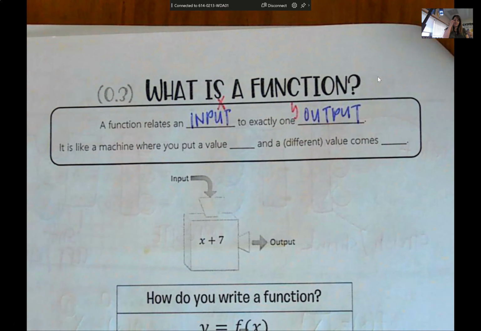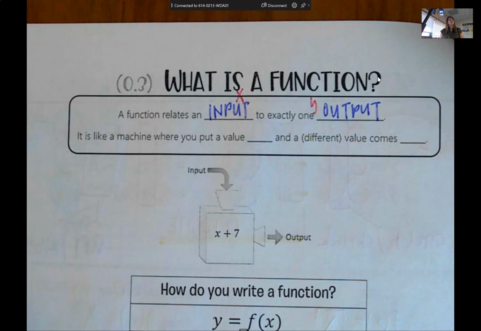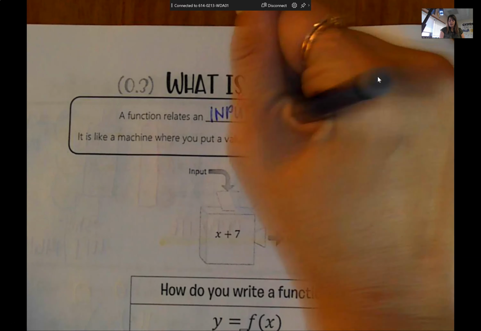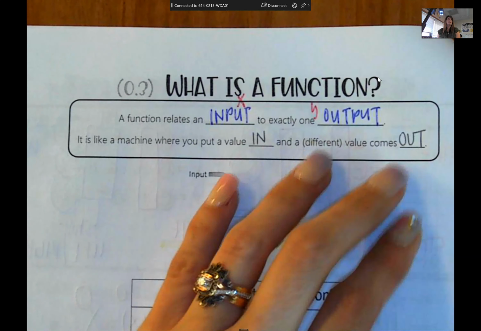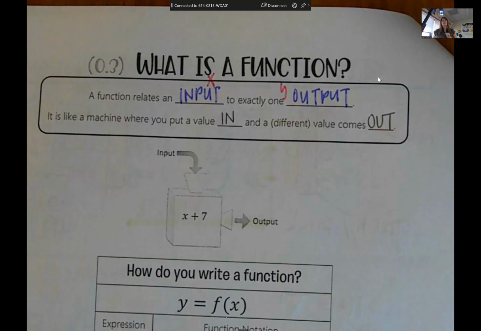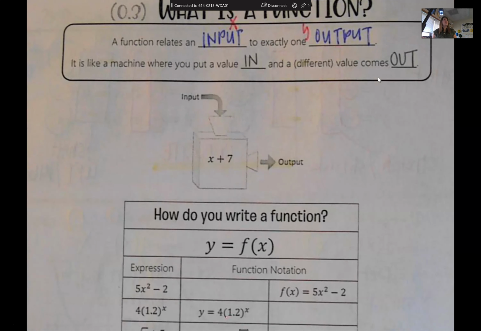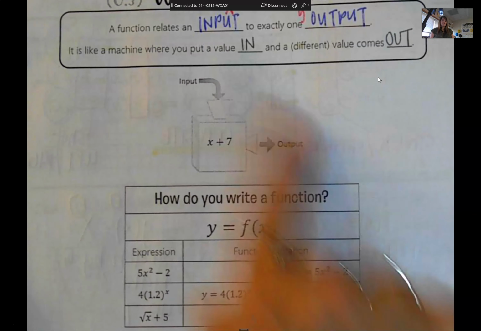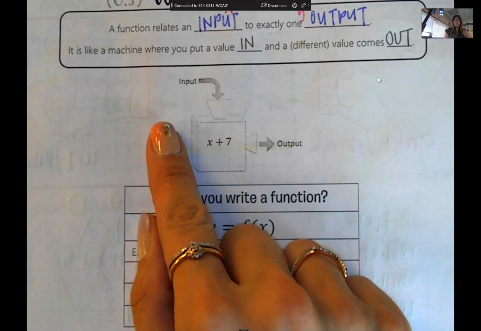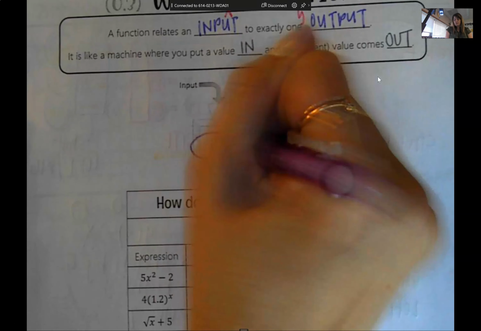And then the sentence underneath it is basically the same thing that the first sentence says. It's like a machine where you put a value in and you get a different, in most cases, value out. Well, the machine is something that we actually do to the number. So we have this very basic machine looking thing, and this x plus 7 is the function. It is the machine.